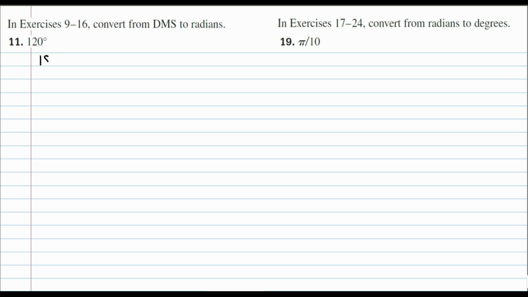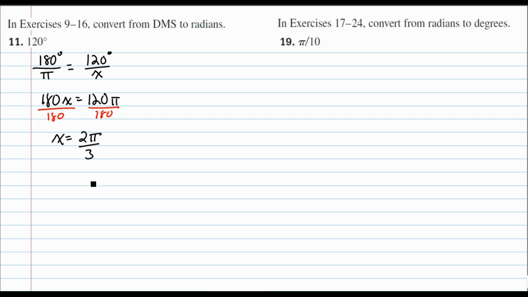I know right off the bat that there are 180 degrees in pi radians, or 360 degrees in 2 pi radians. That would reduce to 180 degrees in pi radians. So then if I just set up a proportion, I have 120 degrees in x radians, cross multiply, leave pi as pi, don't write it out as 3.14 or whatever. Divide both sides by 180, and I get x equals, simplify that, 2/3 pi, which is 2 pi over 3.